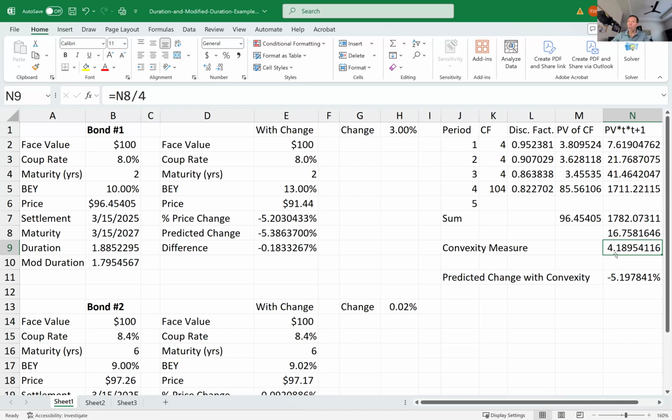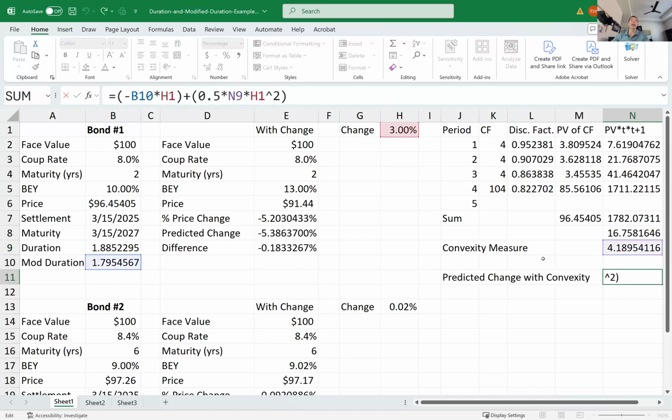So my formula for my predicted change when I include the convexity measure is right here. This part in the brackets is just using modified duration only. But when I include the convexity measure, I'm adding 1/2 multiplied by my convexity measure multiplied by my percentage change squared. And that is going to give me now my predicted change.